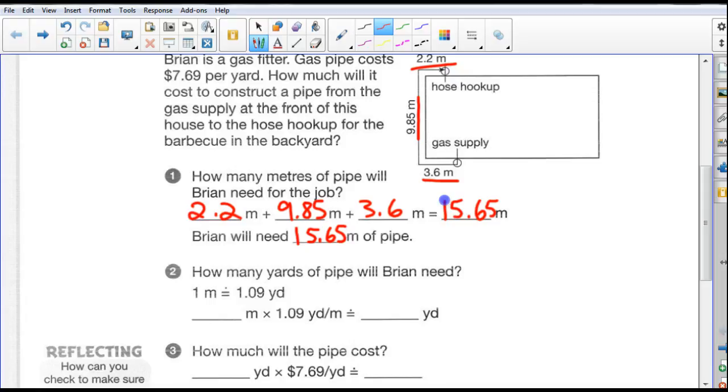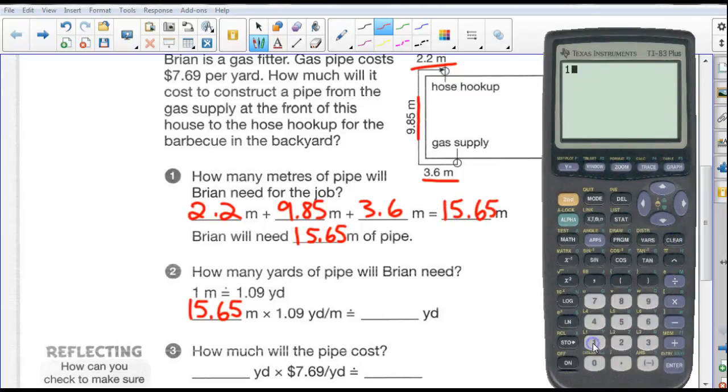So we have to convert it to yards because we have to calculate the cost in yards. 1 meter is the same as 1.09 yards. We have 15.65 meters, and the conversion ratio is 1.09 yards to 1 meter. So we multiply 15.65 times 1.09. Okay, so let's take 15.65. Let's multiply that by 1.09, which is our conversion ratio, and we get an answer of 17.0585 yards.